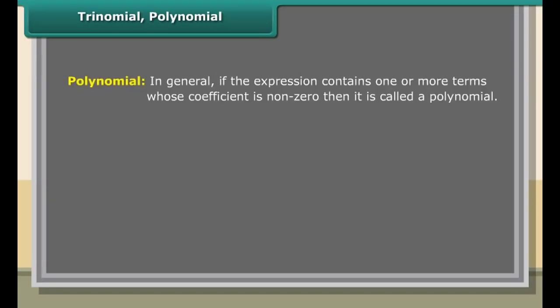Polynomial. In general, if the expression contains one or more terms whose coefficient is non-zero, then it is called a polynomial. Example, 4x + 4xy + 17xz² - 10y²z + 19.